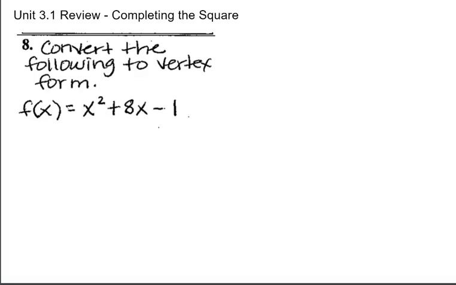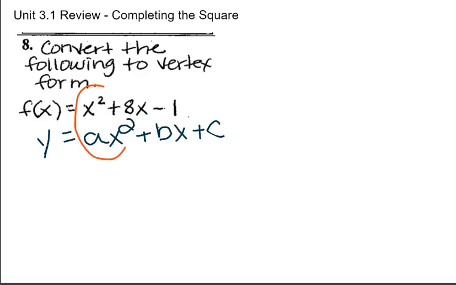The reason we can tell that is because the formula is written in the format where the x squared term is first. So my a here in this problem is going to be 1. The x term is second, so my b is 8. And the number is here at the end, that's the minus 1. So when it's in that format, we call that standard form.